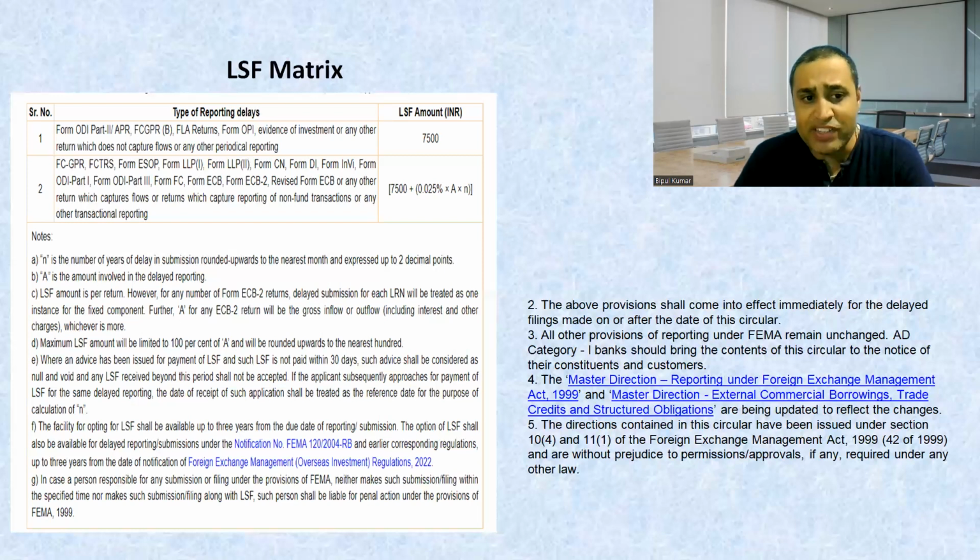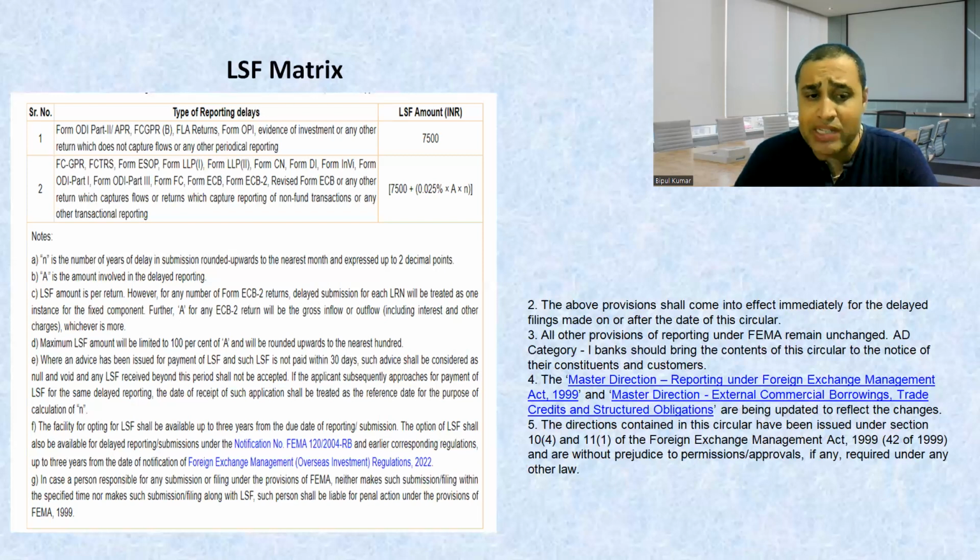And the next point, the facility for opting for LSF shall be available up to 3 years from the due date of reporting and submission. That is the time period of 3 years. The option of LSF shall also be available for delayed reporting submission under notification number FEMA 120/2004 and earlier corresponding Reserve Bank regulations, up to 3 years from the date of notification of the Foreign Exchange Management (Overseas Investment) Regulations 2022.